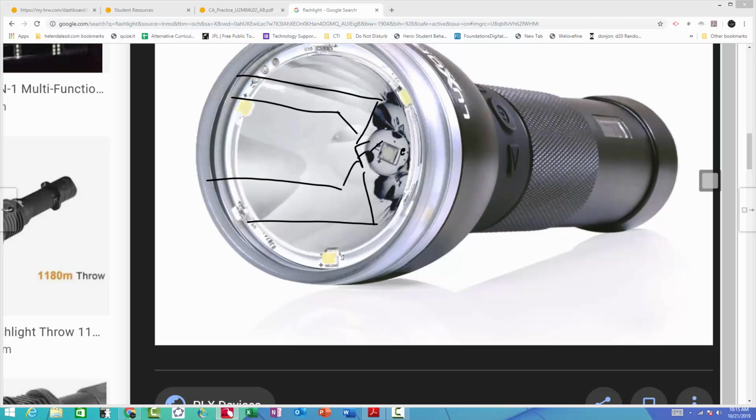All right, manufacturing. I'm not saying you guys are going to become flashlight manufacturers, but you need to understand that the applications of math are used everywhere in our everyday lives.